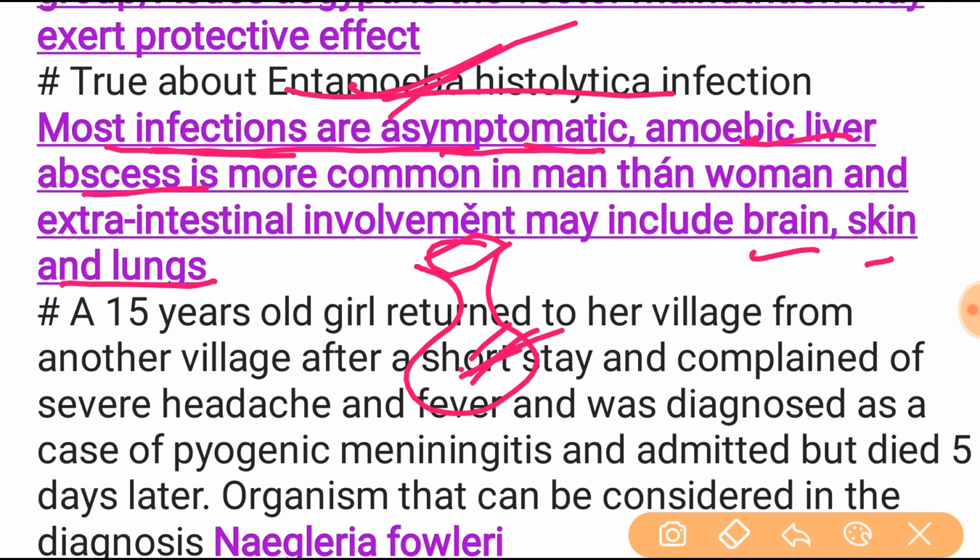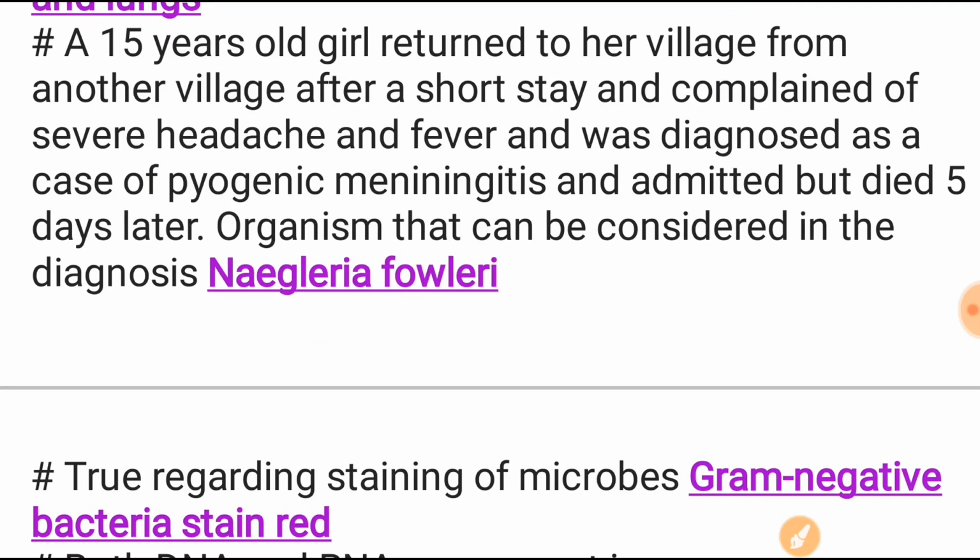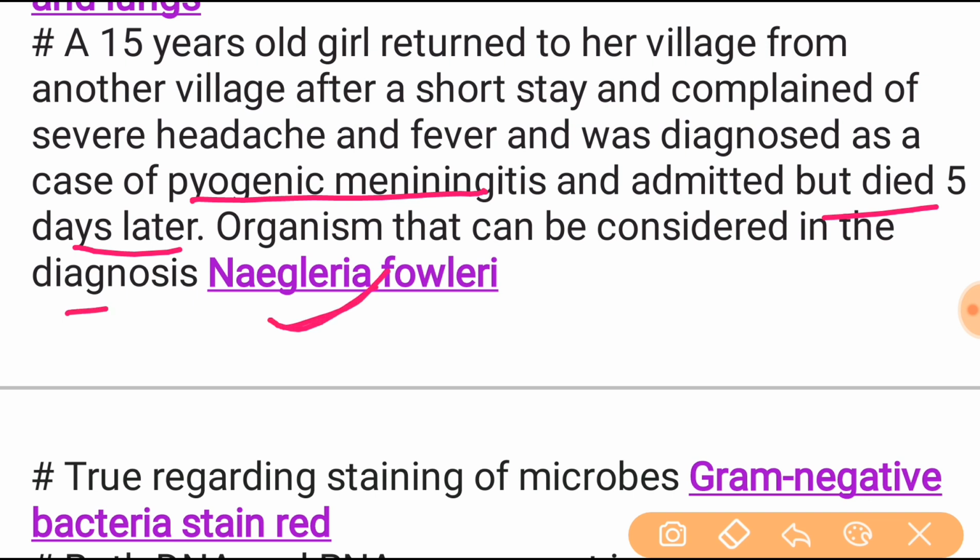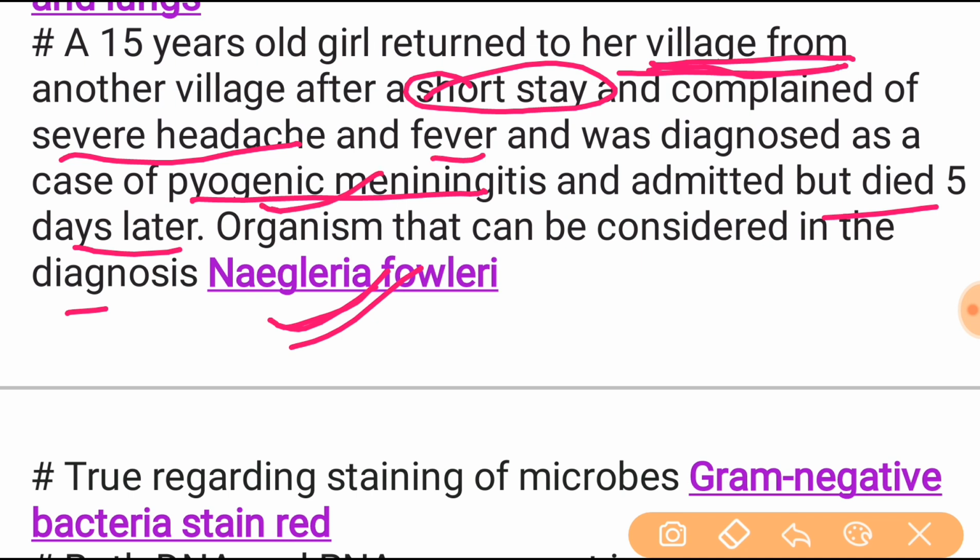The next question is that a 15-year-old girl returned to her village from another village after a short stay and complained of severe headache and fever, and was diagnosed as a case of pyogenic meningitis and admitted, but died 5 days later. The organism that can be considered in the diagnosis is Naegleria fowleri. It means she came from another village after a short stay, with severe headache and fever, and it causes pyogenic meningitis. All these features are regarding Naegleria fowleri, causing pyogenic meningitis.